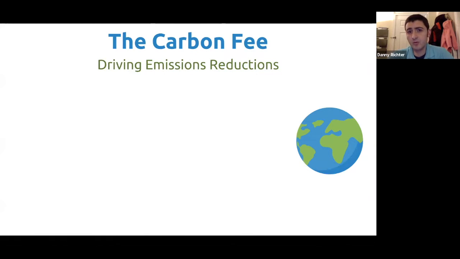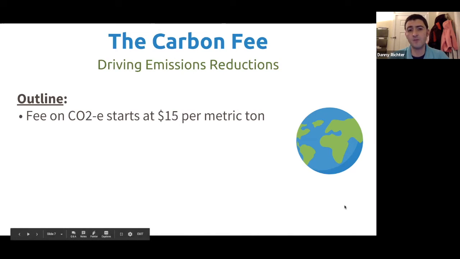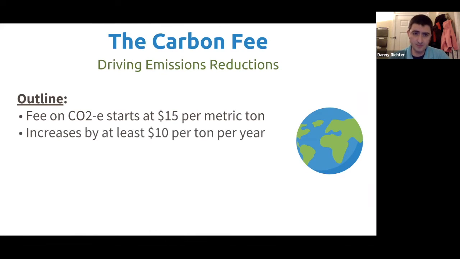We're going to go through the 4 components of this bill, and we're going to start with the carbon fee. Remember, this is what drives the emissions reductions. Just like the CCL bill, the fee is on CO2 equivalents, so not just CO2, but other greenhouse gases that come from fossil fuels and from fluorinated greenhouse gases. It starts at $15 per metric ton and increases by at least $10 per ton per year.